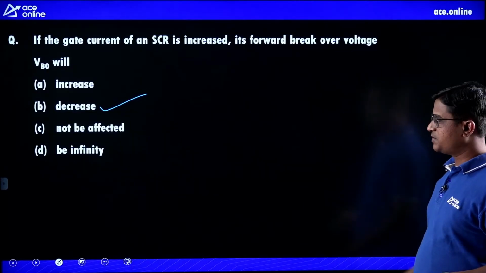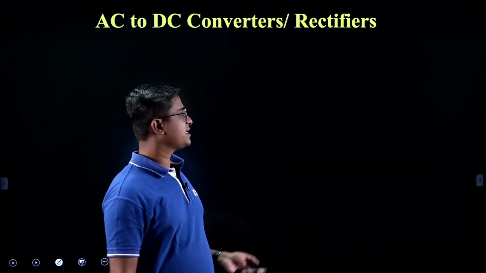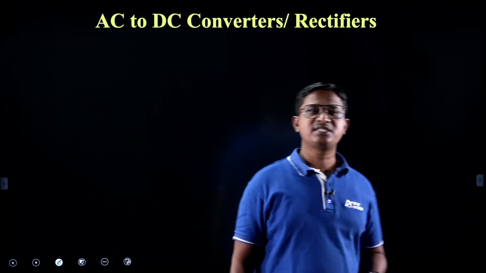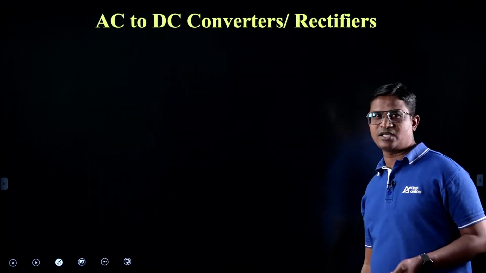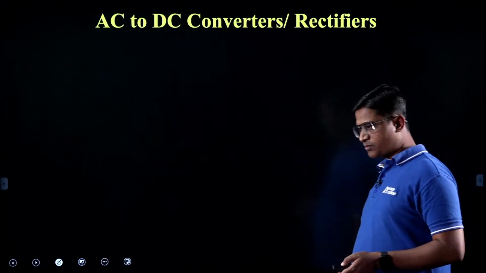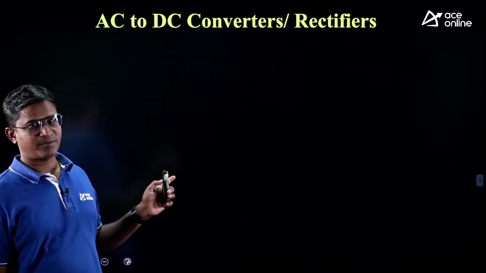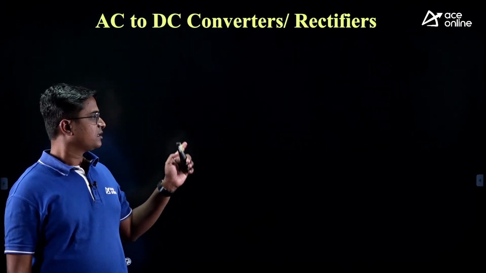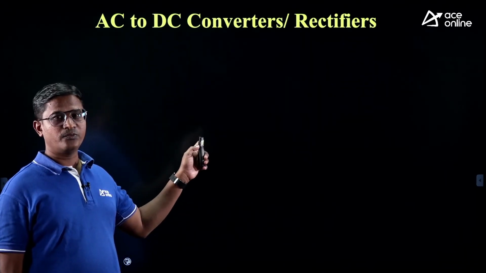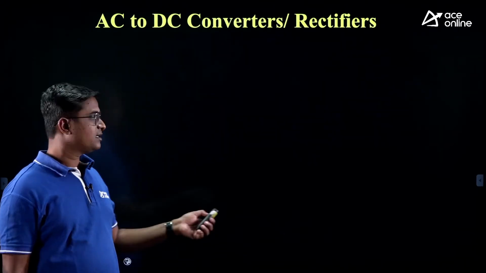So these are some of the points related to chapter number 1. Now we are going to discuss the second chapter, AC to DC converters, also known as rectifiers. Most of the questions asked are from the second chapter. In any examination, chapter number 2 comparatively has more weightage, and the chapter is vast also.